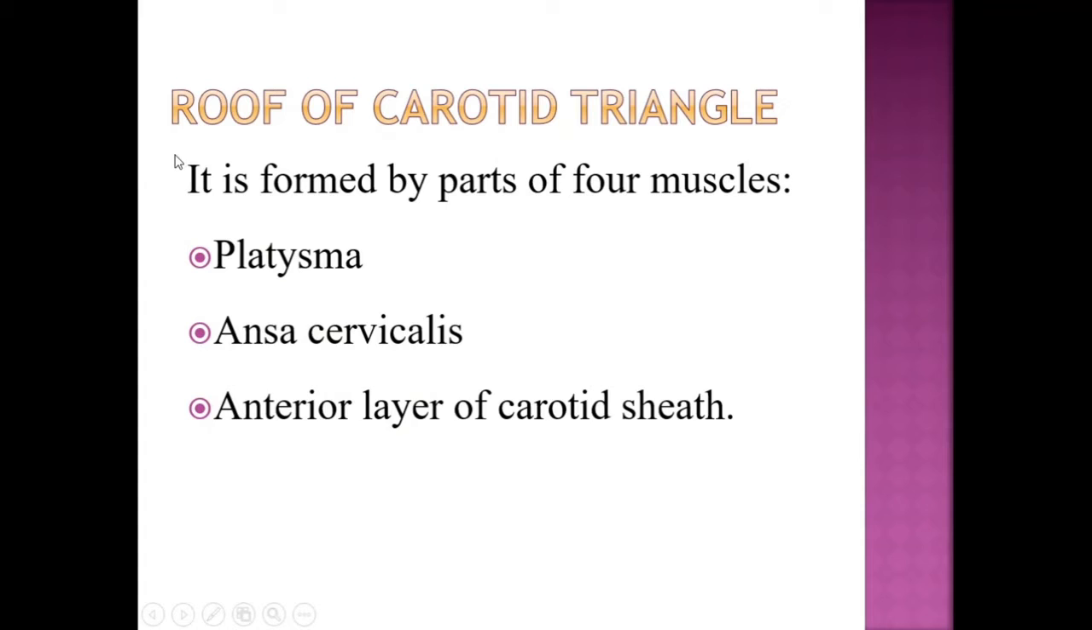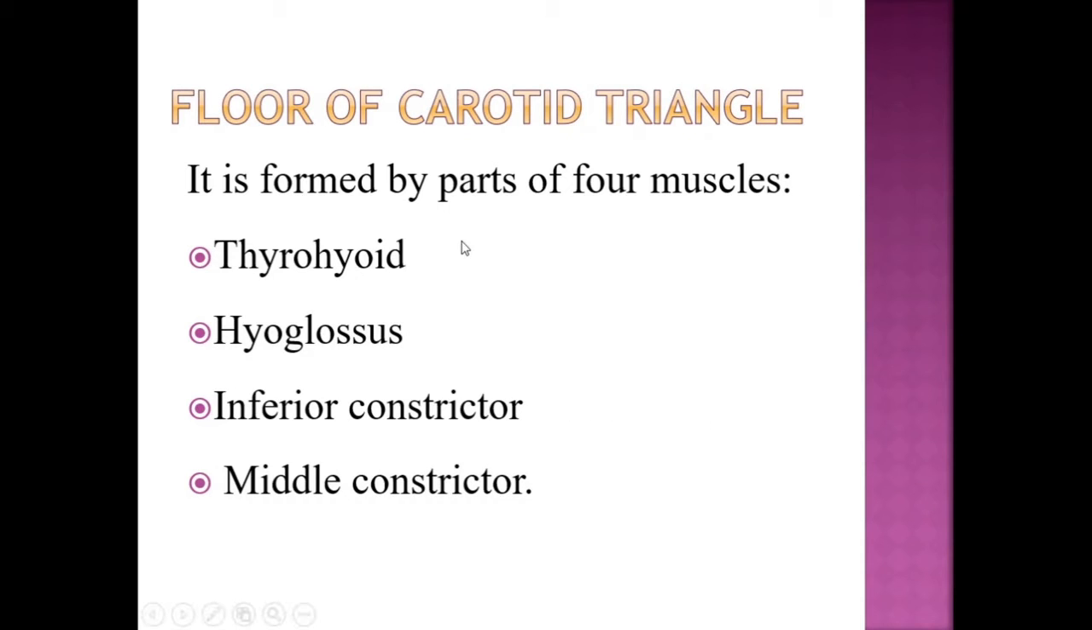Roof of carotid triangle is formed by the platysma, ansa cervicalis and anterior layer of carotid sheath. Floor is formed by the parts of the four muscles. So roof and floor. Floor is formed by the parts of four muscles, which we will see in the next slide. Roof is formed by the platysma, ansa cervicalis and anterior layer of carotid sheath. Floor is formed by the parts of four muscles: thyrohyoid, hyoglossus, inferior constrictor and middle constrictor.